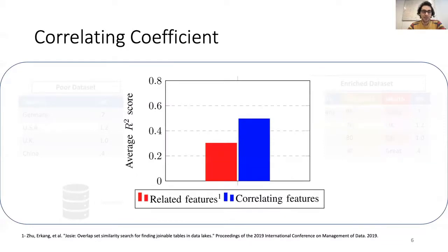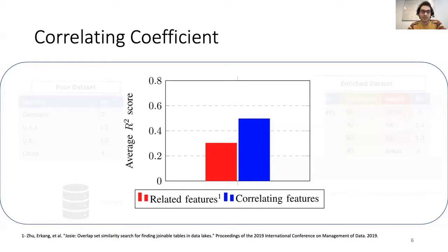This experiment shows the average R2 score of the machine learning task for 10 Kaggle datasets. Both of these approaches use the DWTC corpus to enrich the dataset with an additional 50 features. The system represented with the red label enriches the data at hand with the most related features, which means joining with the tables that have the most overlapping values with the input data set. On the other hand, the next approach enriches the input data set with only correlating features.